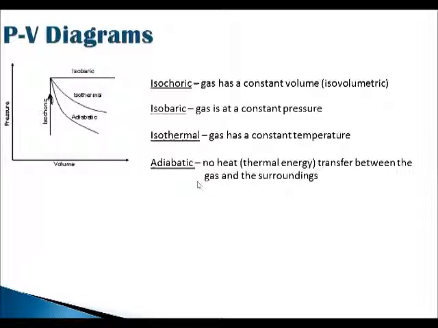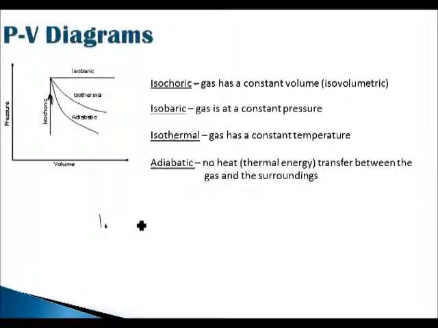So in an adiabatic process, no heat is transferred between the gas and the surroundings. Okay, so there's no transfer of heat whatsoever in this situation. Now, there's two main differences between an isothermal and adiabatic process. The first, and I will just annotate them quite quickly.